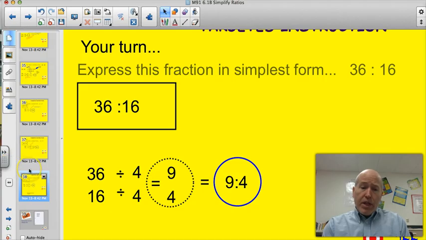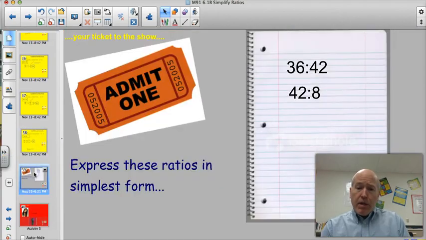All right, I think you're ready for the ticket to the show. It's a pretty straightforward target. Express these ratios in simplest form. 36 to 42 and 42 to 8. I'll give you a second to write those down.